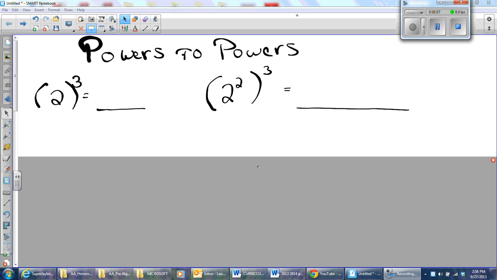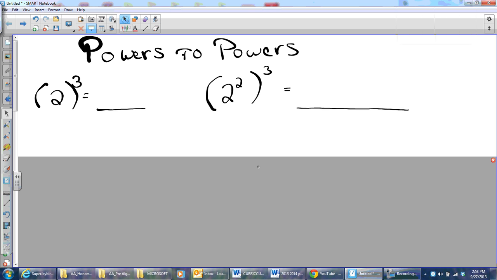And today we are going to talk about powers to powers. Now this should be very, very simple stuff. There is a shortcut, but I will not teach it to you. If you discover it, that would be wonderful.